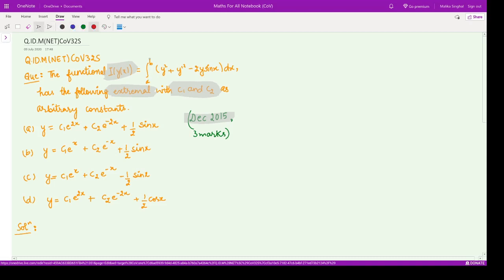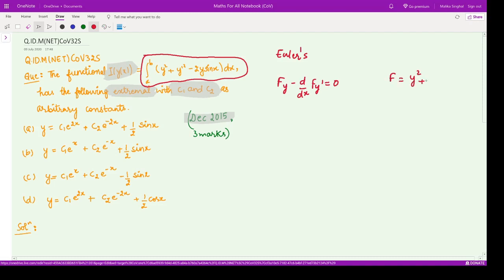We can clearly see that it consists of x, y and y dash. So, the Euler's Lagrange equation in this case is f of y minus d dx of f y dash is equivalent to 0. We are given f as y square plus y dash square minus 2y sine of x. So, firstly we will calculate the partial derivative of f with respect to y. We have 2y minus 2 sine x. Here we have kept x and y dash as constants.